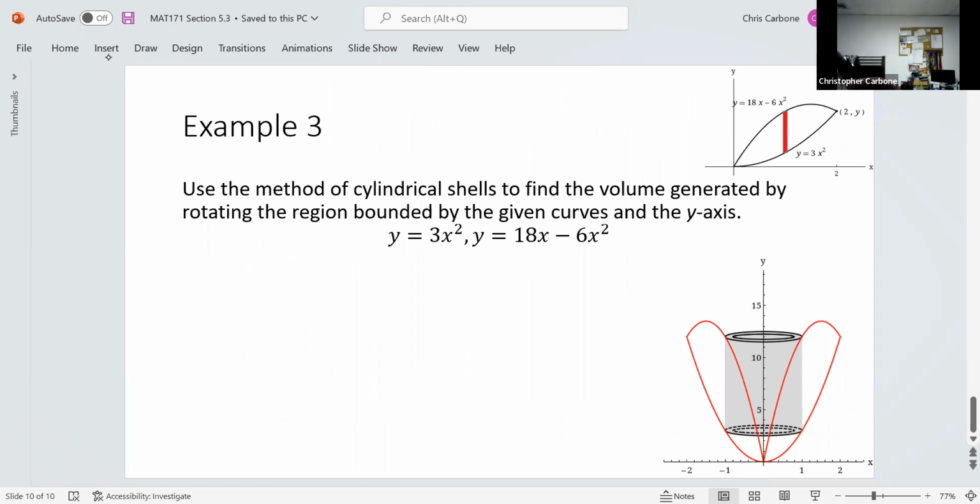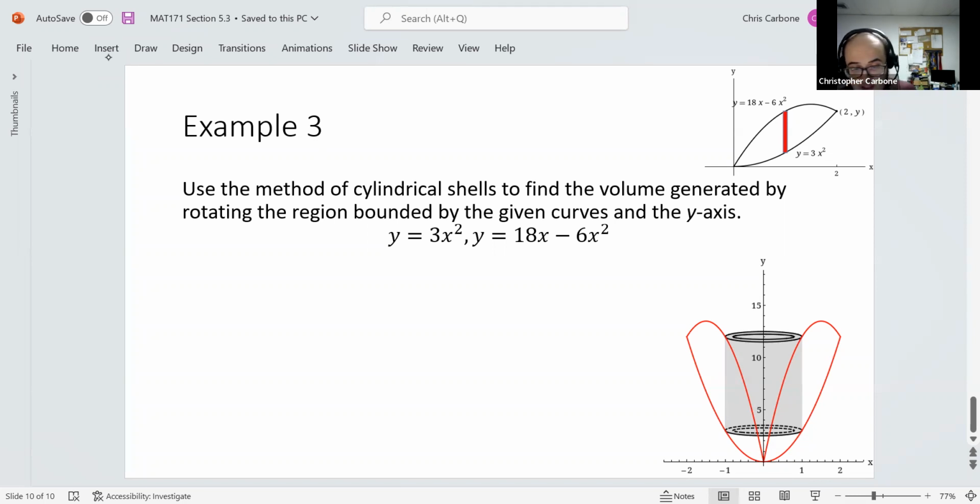One more example, example 3. I want to use the method of cylindrical shells to find the volume generated by rotating the region bounded by the given curves about the y-axis. So y is equal to 3x squared, y is equal to 18x minus 6x squared.